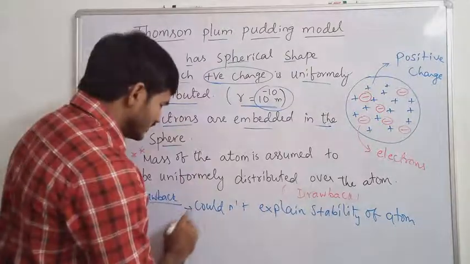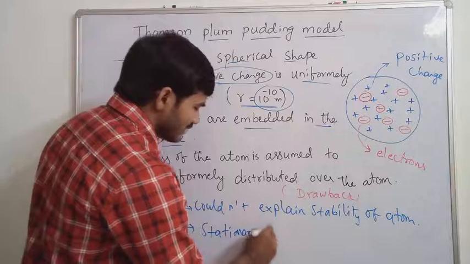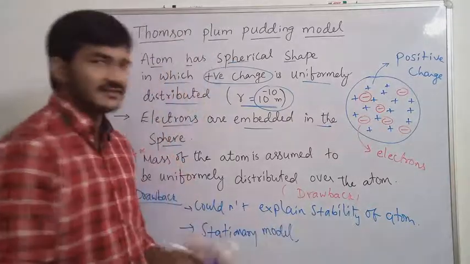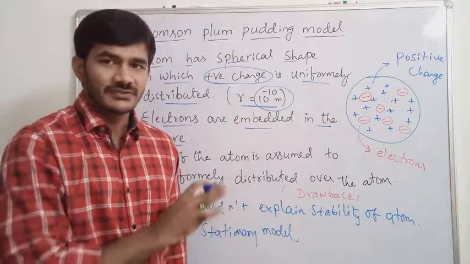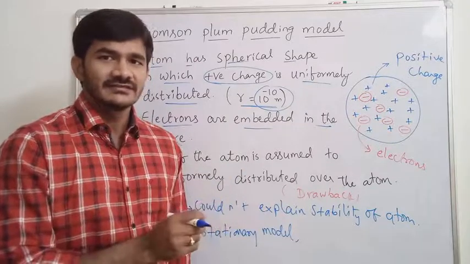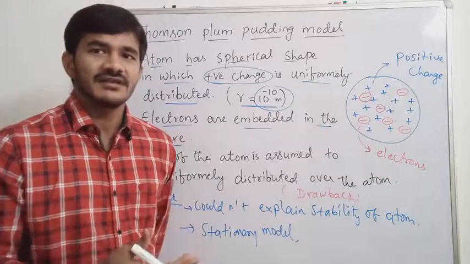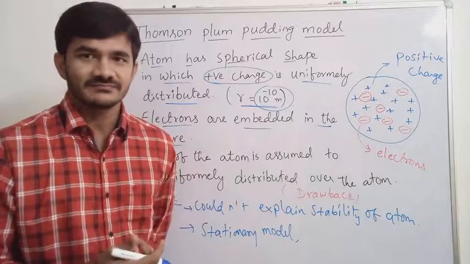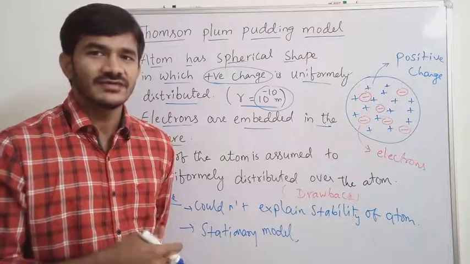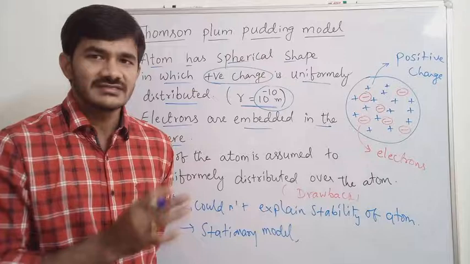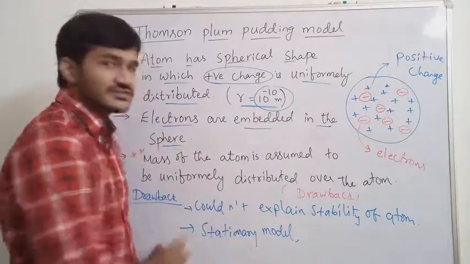Another point is it is a stationary model. Stationary model means he said that mass of the atom is uniformly distributed, meaning positive charge is uniformly distributed, electrons are embedded into the sphere. But he could not explain anything about movement of electrons. How electrons move, where these electrons move. He said that all are fixed, means stationary. That's why I am writing here it is stationary model.